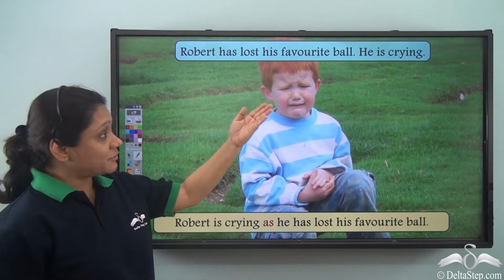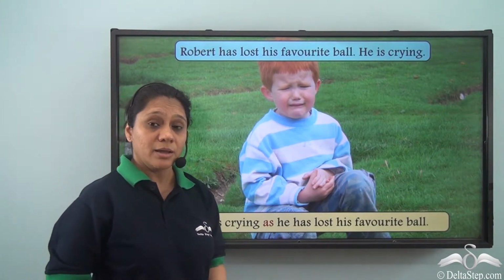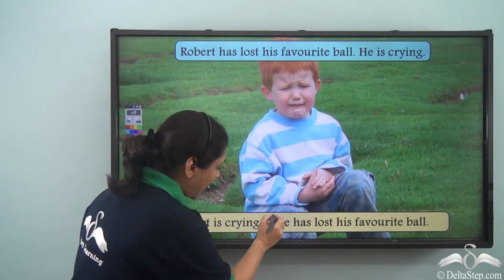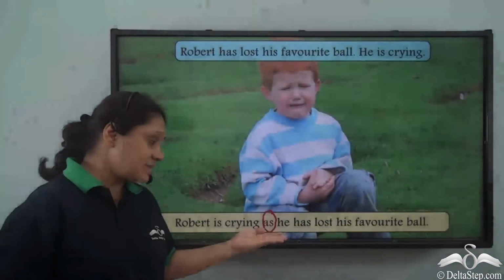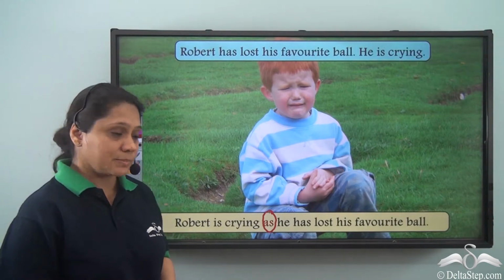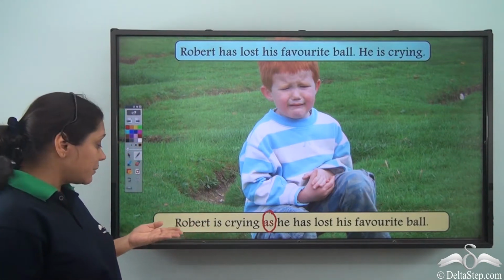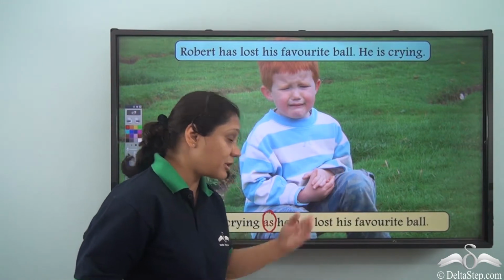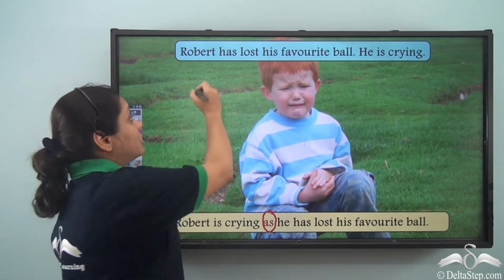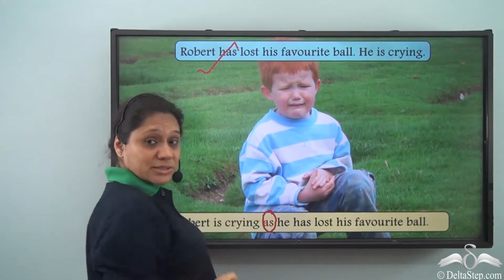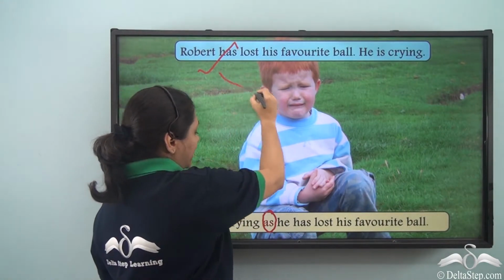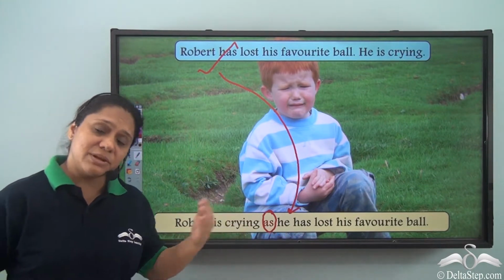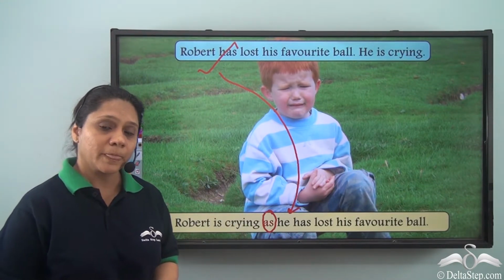Robert has lost his favorite ball. He is crying. We can also join the two sentences using as. As is doing the same work as because. Let us read the new sentence. Robert is crying as he has lost his favorite ball. So what are we seeing? The reason Robert has lost his favorite ball is being put after as, just as we were doing in because.